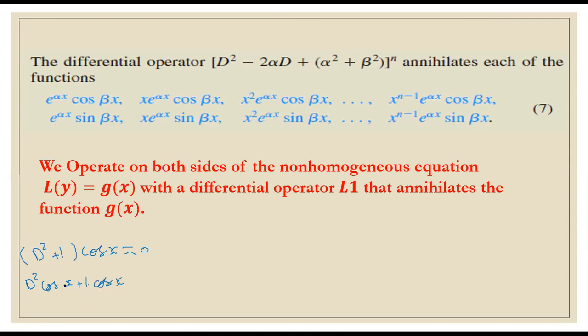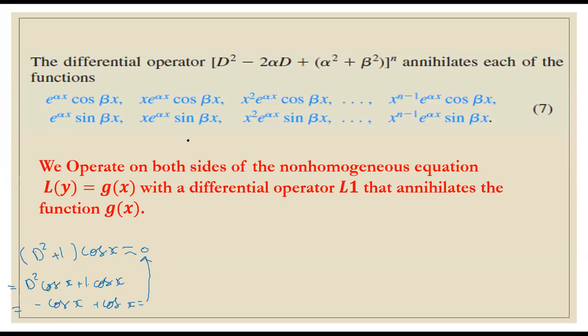Now d squared of cosine means you need to differentiate your cosine twice. The first derivative is negative sine. The second derivative will be negative cosine, plus cosine. Yes, negative cosine plus cosine is 0. So it equals 0, and yes, this is the annihilator of cosine x.